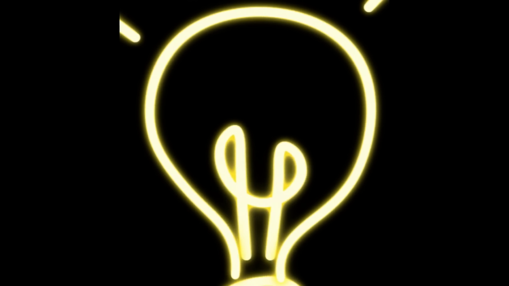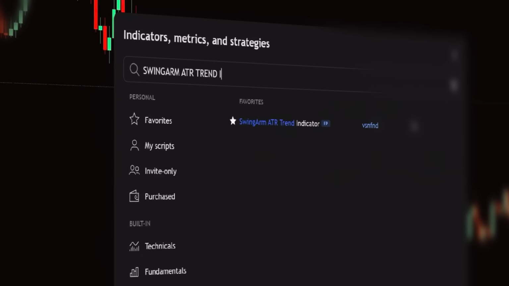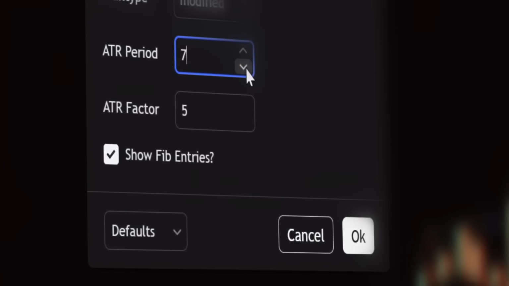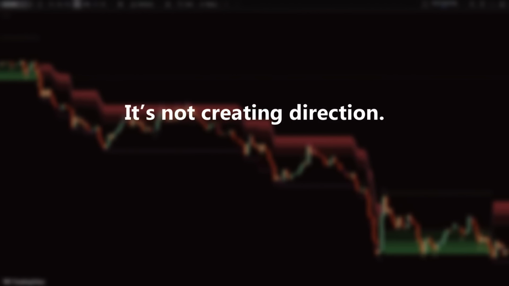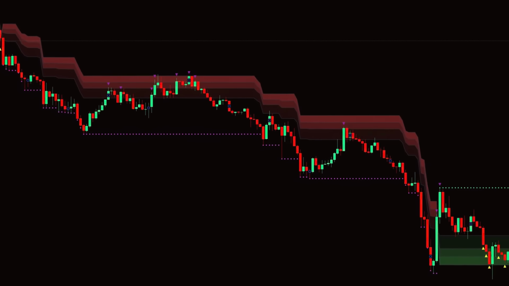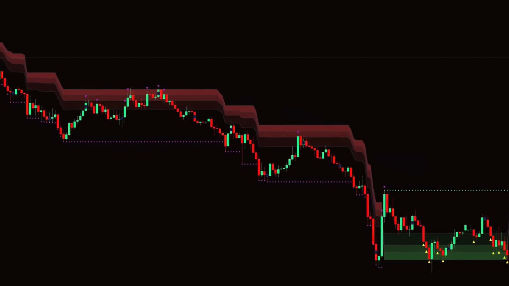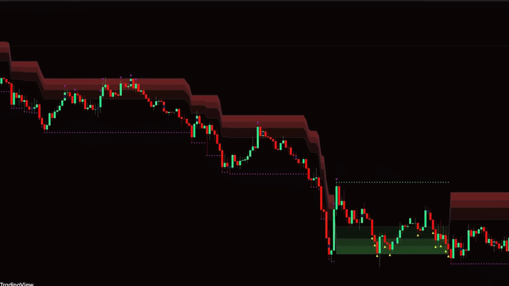But to keep the structure a bit more consistently visual, we can use a tool like the Swing Arm ATR Trend indicator, set to ATR period 6 and ATR factor 7. But this is important to understand. It's not creating direction. What it does is measure volatility and smooth the structure so you can see more clearly when price is expanding in one direction versus when it starts to lose momentum and shift.